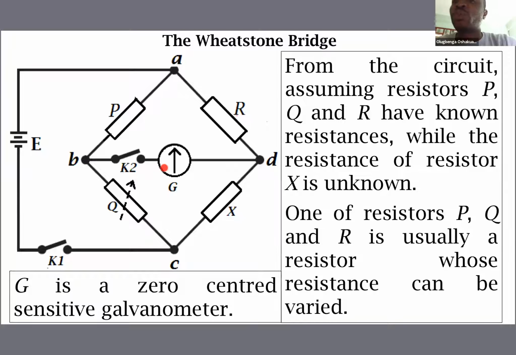Once we close keys K1 and K2, we expect the galvanometer to deflect either to the right or to the left, depending on the direction of current flow. Then the variable resistor Q is adjusted until the galvanometer stands upright, to imply that there is no current flow through the galvanometer.